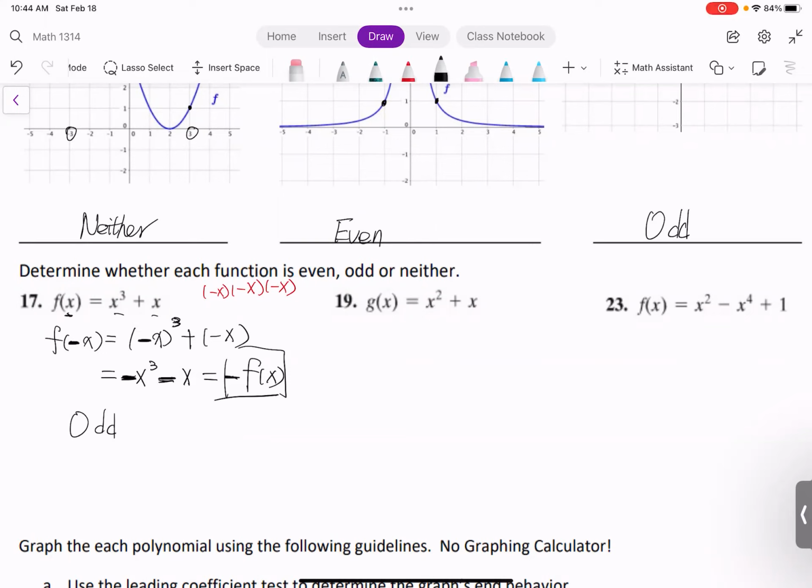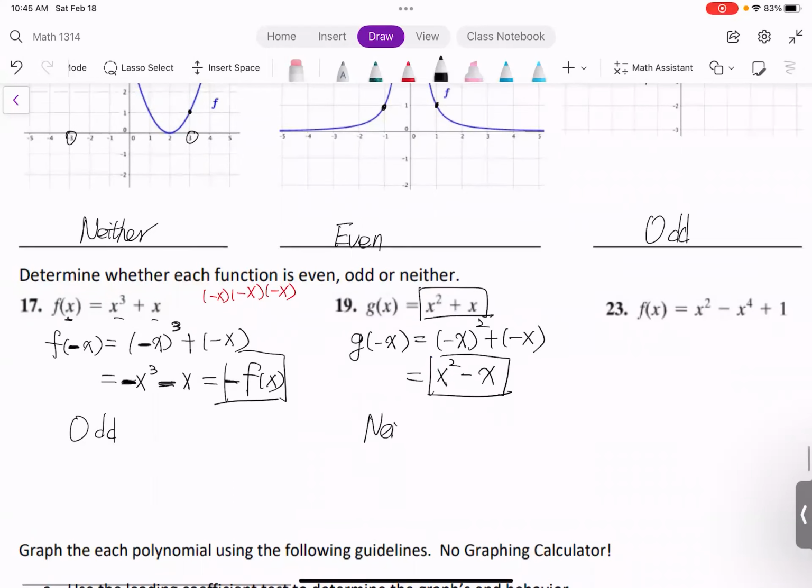Let's see, next one. Let's give a negative input: g of negative x equals negative x squared plus negative x. Simplify the expression. We have x squared minus x. This one and the g of x, are they the same? No, not even. Are they opposite sign? No, they are not. So this is neither.